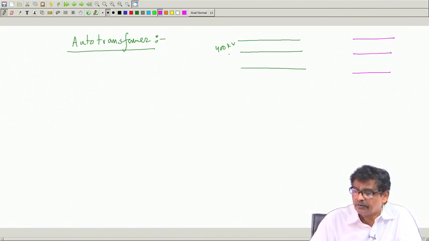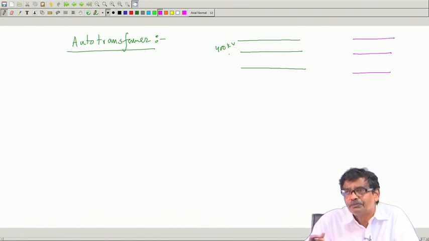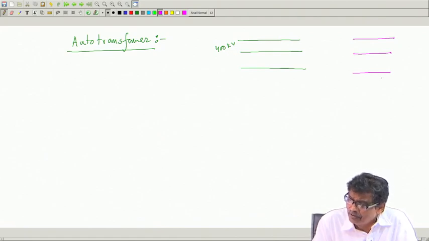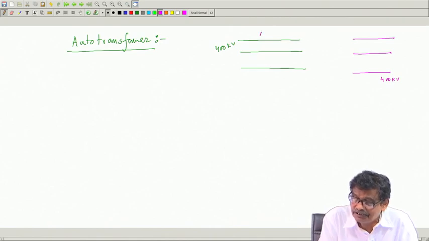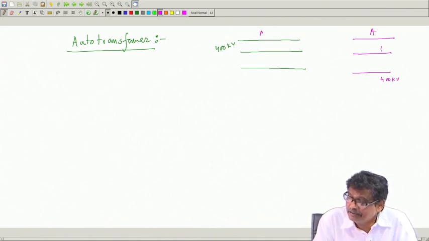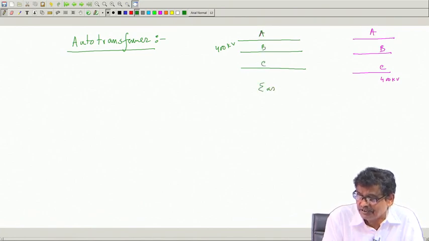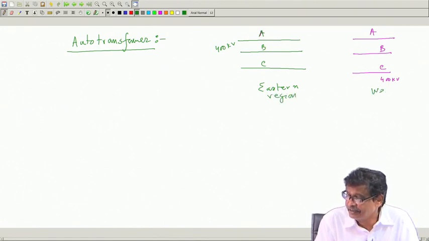So, if you want to make common grids all over the country, all the grids are to be connected in parallel. Suppose this level of voltage should also be 400 kV, then only these two can be connected. Suppose this is A phase, this is B phase, this is C phase, and these are the corresponding phases here, A, B, C. This is suppose the eastern region grid, and this is the western region.